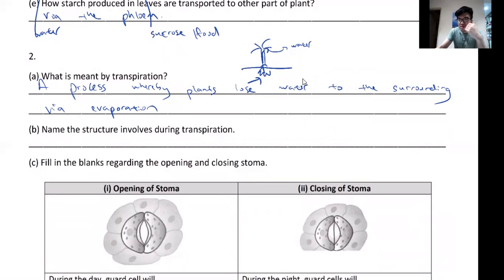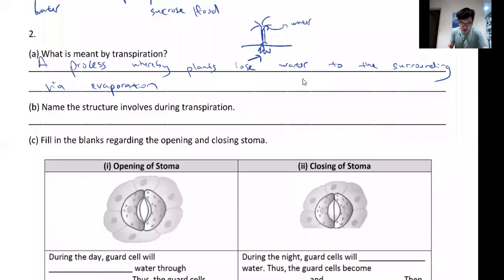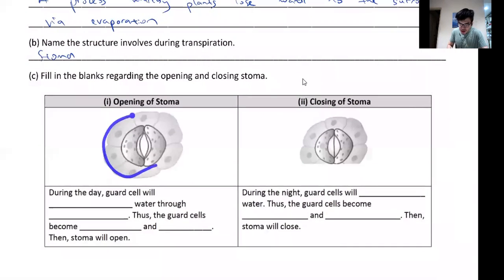But of course, this thing you cannot do too much. If a plant does too much transpiration, the plant will dry up. The plant will just dry and die. But this one, they will control. So name the structure involved during transpiration. Who controls transpiration? That will be your stoma. Okay, what is a stoma? Stoma are the holes underneath your leaf.